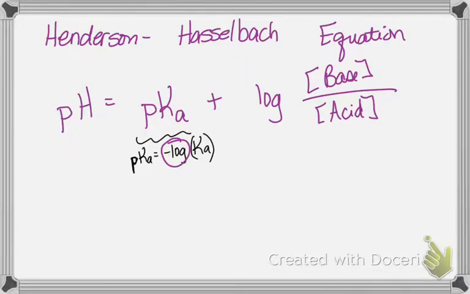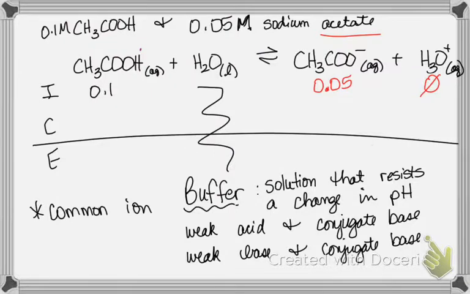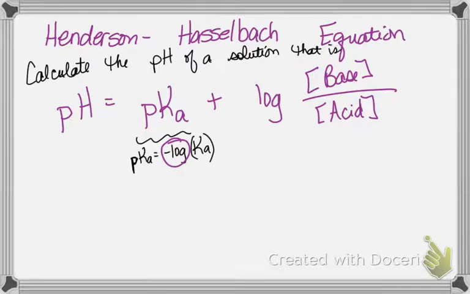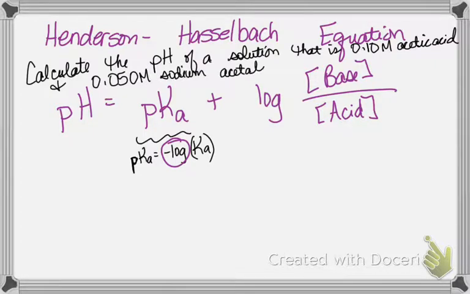So, for the problem we just looked at, if we want to calculate the pH of a solution that is 0.10 molar acetic acid and 0.050 molar sodium acetate. Okay?